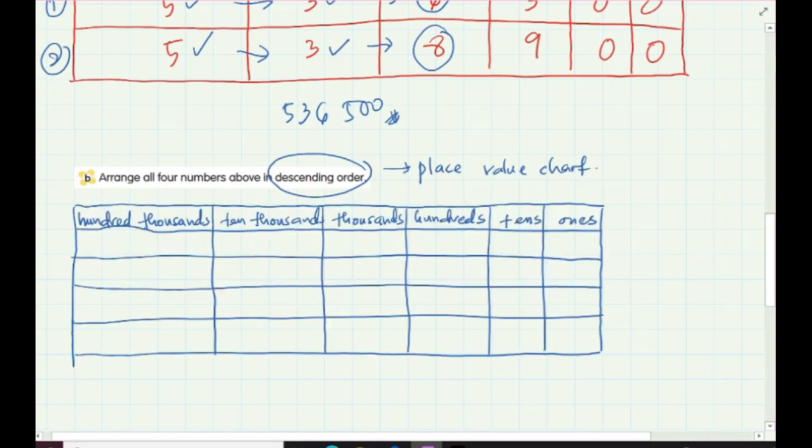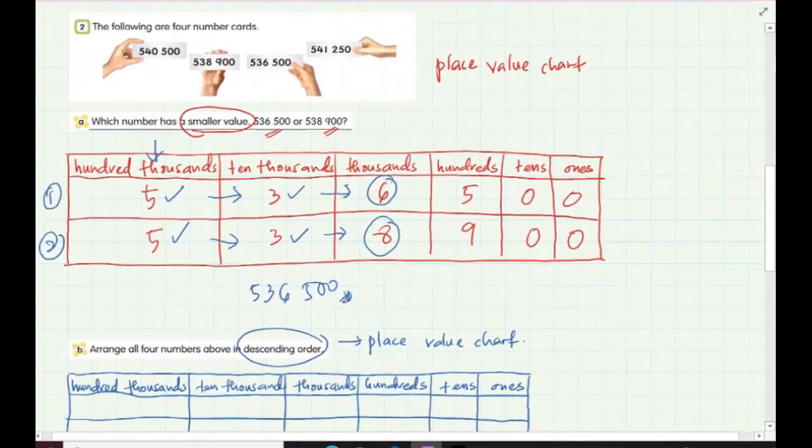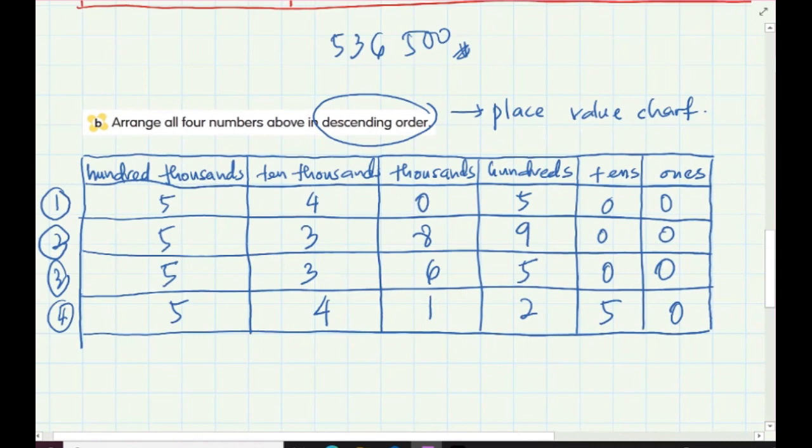Okay, the place value chart is ready. Now we fill in the chart with the numbers. Remember again, we want to compare the numbers. We look at the 100,000 first. All the values are 500,000. Now, what we are going to do is look at the 10,000. Remember that we want to find out the largest number because we want to arrange all the numbers in descending order. So first of all, we want to find out the largest number. So, look at the 10,000.